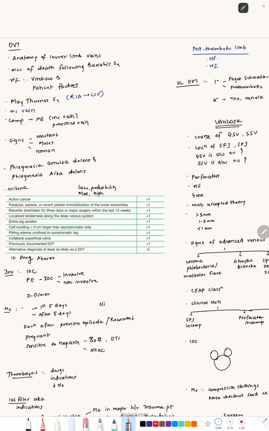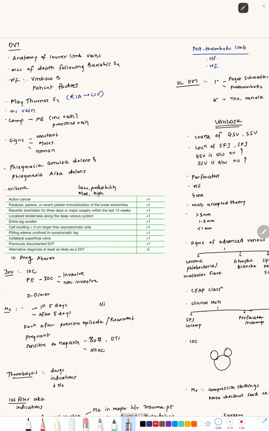Then Homan sign is on the dorsiflexion of the ankle, where a resistance is felt. Then there are two important terminologies called phlegmasia cerulea dolens and phlegmasia alba dolens. Phlegmasia means pain, dolens means the lower limb. So cerulea means blue. So painful blue lower limb.